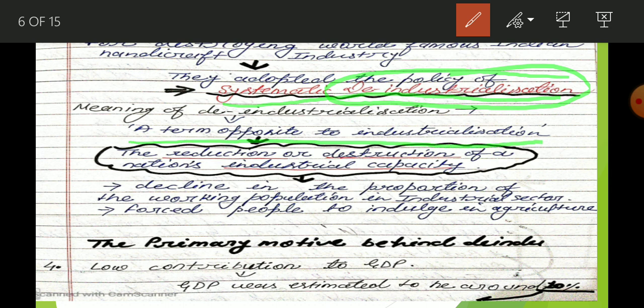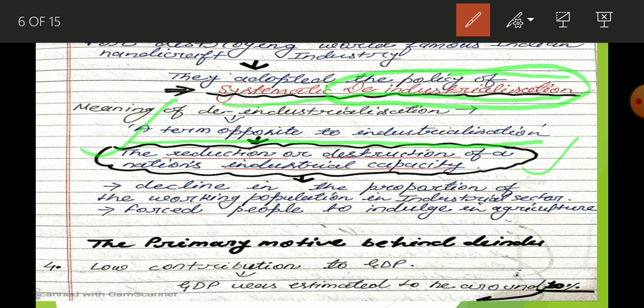What is industrialization? Industrialization means to set up new industrial units in an area. So the opposite would be to close down existing industrial units. This was the purpose of the Britishers at that time. So the standard meaning of deindustrialization is the reduction or destruction of a nation's industrial capacity.